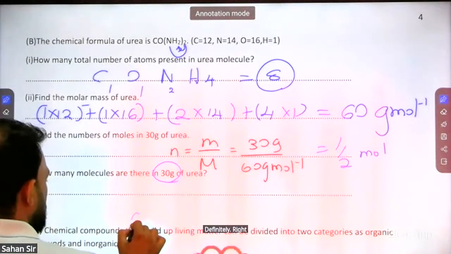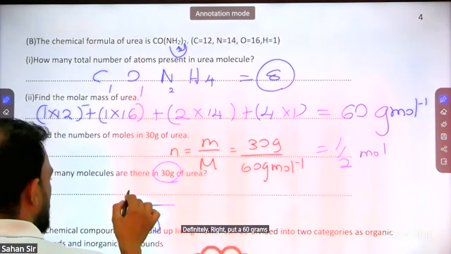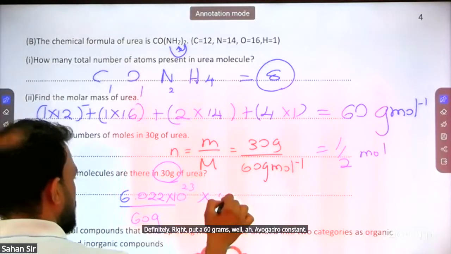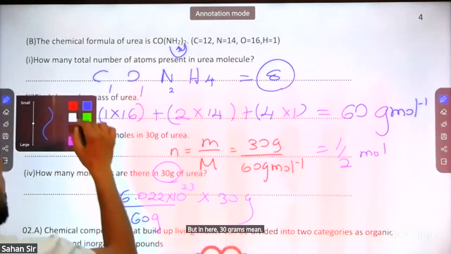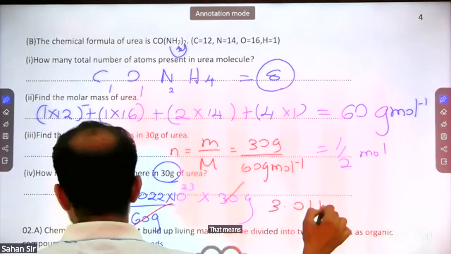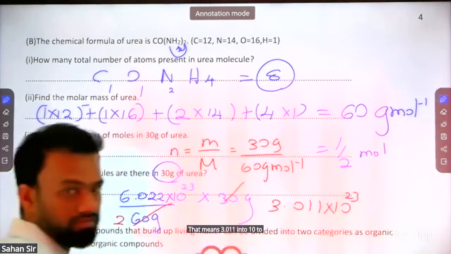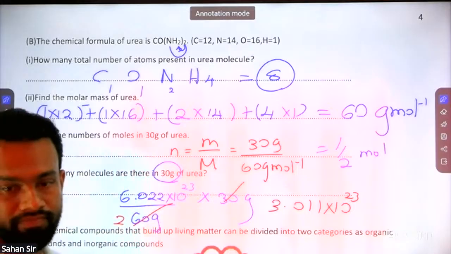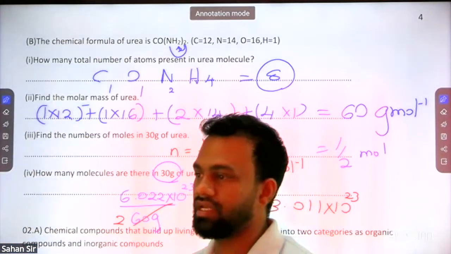Right. But 60 grams has the Avogadro constant. But in here 30 grams means half. That means 3.011 into 10 to the power 23. Right. Is it clear?